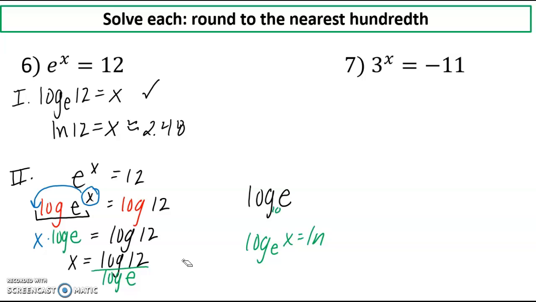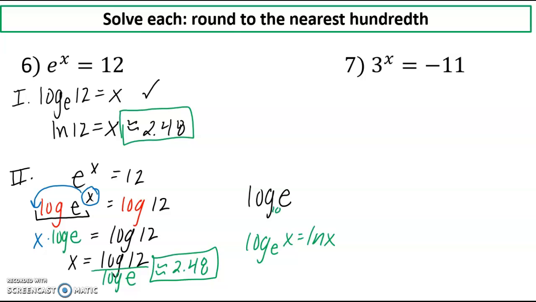And now on my calculator, log of 12 divided by log of e. That gives me the same answer. Regardless of the method, we better be getting the same answer. So I knew I had made a mistake somewhere because I wasn't getting the same value. Again, log of e is log base 10 of e. Log base e, that's my natural log. So they're two separate things.